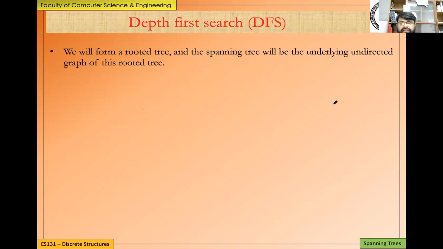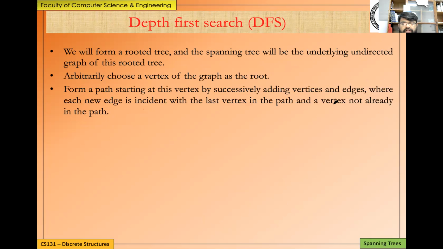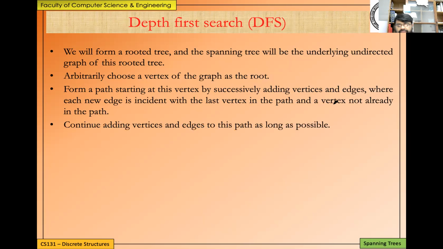So what is depth first search? First, we form a rooted tree, and then the spanning tree will be the underlying undirected graph of this rooted tree. So we arbitrarily choose one vertex of the graph as the root. We form a path starting at this vertex by successively adding vertices and edges, where each new edge is incident with the last vertex in the path and a vertex not already in the path. We add a vertex to the last vertex in the path which was not already in the path, because if it's already in the path, then it's not a tree anymore. If it is not in the path, then we can add it. We continue adding vertices and edges to this path as long as possible.